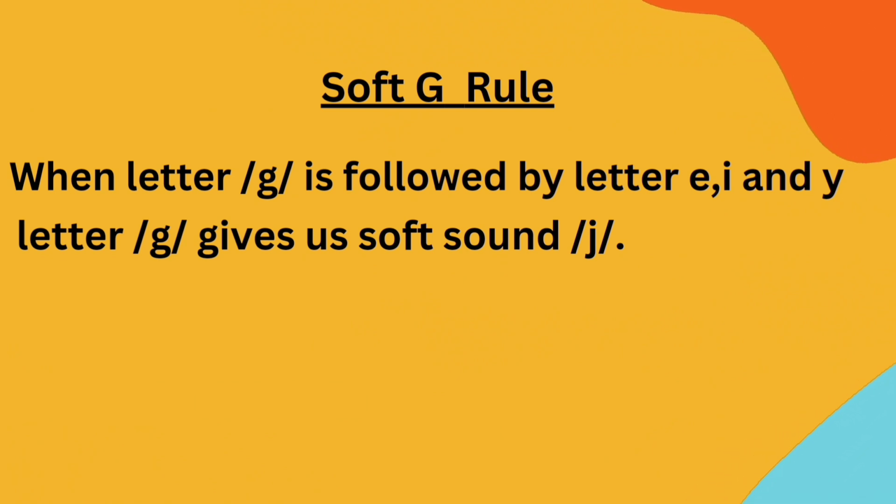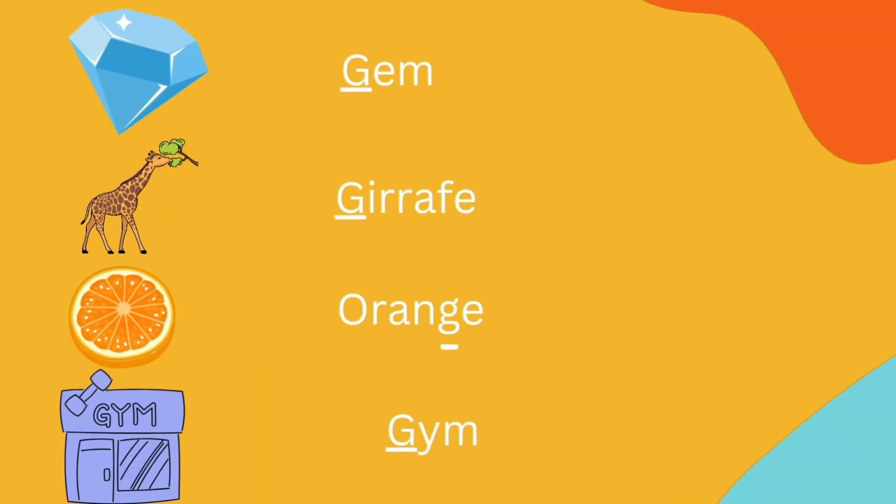When letter G is followed by letter E, I and Y, letter G gives us a soft sound, which is J. Let's have some examples: jam, giraffe, orange and gym. You can see that in all these words, G is followed by either E, I or Y.